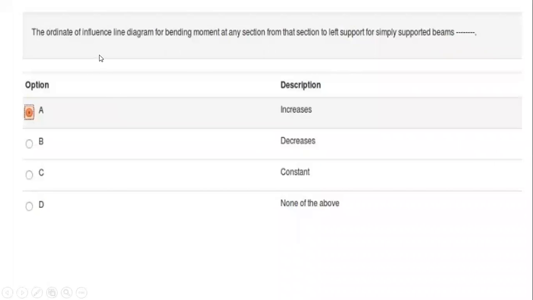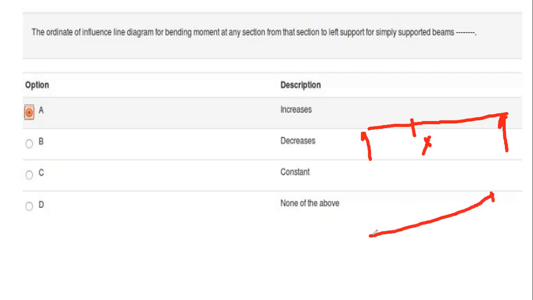The ordinate of ILD for bending moment at a section, from that section to the left support for simply supported beams. They have asked about the variation. Initially we draw the simply supported beam, and suppose this is the section X. We draw the ILD for the bending moment for that particular section. The variation will be somewhat like this, a triangle. This is the section X, and this is the left support.